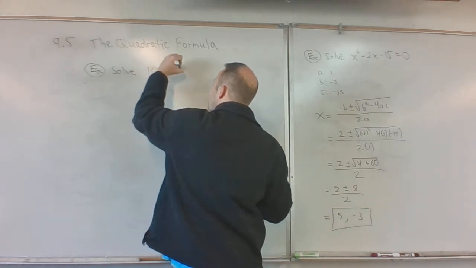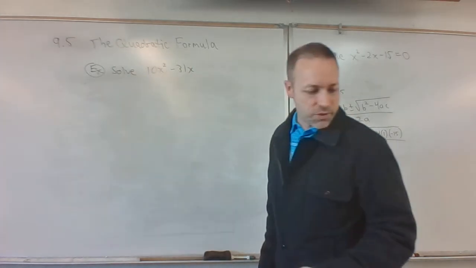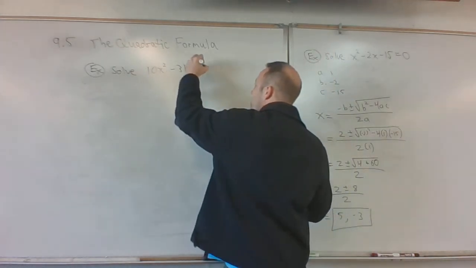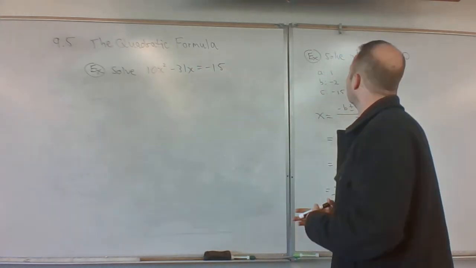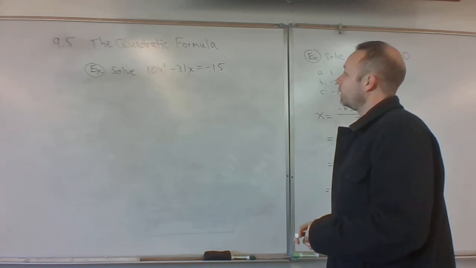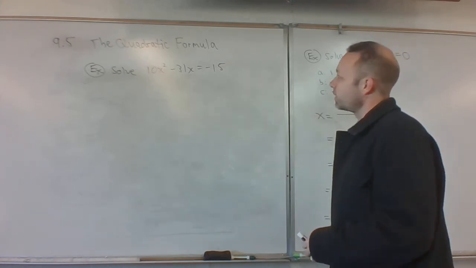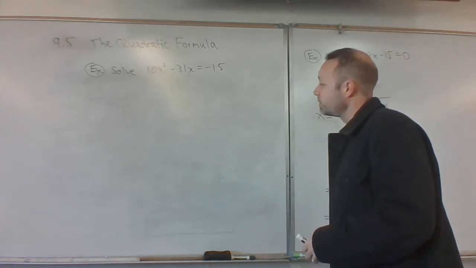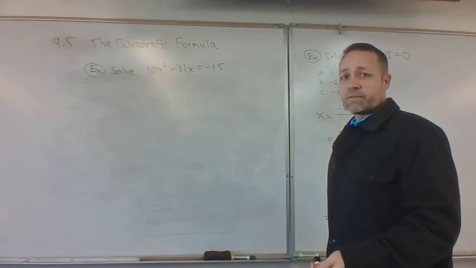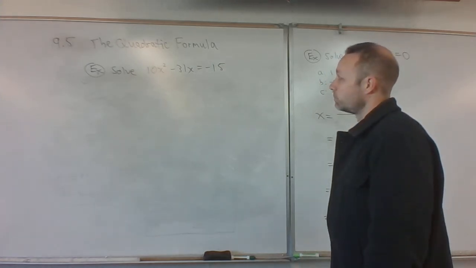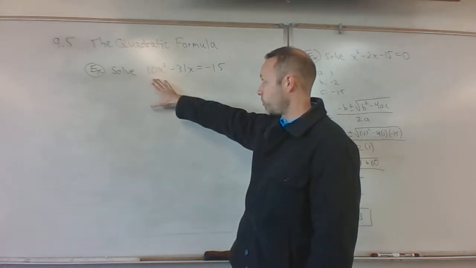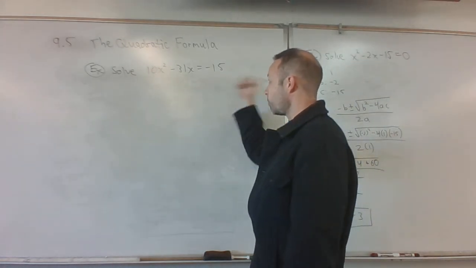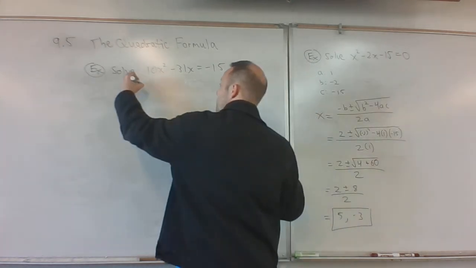10x squared minus 31x equals -15. All right. Interesting, we have a 15 in common. Other than that, everything else is different. So first, we have to check, is this in standard form? And not quite yet, because standard form has the x squared term, then the x term, then the constant equals 0. So we got to put this in standard form first.